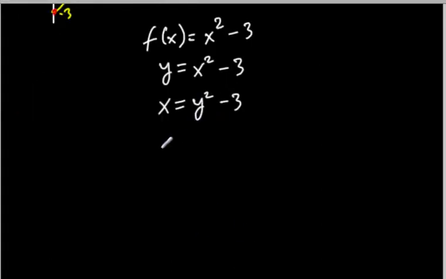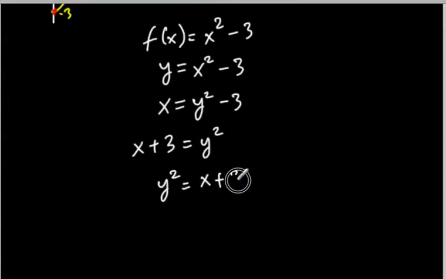So if we're going to solve for y, it's going to be x plus 3 is equal to y squared. And we can see that y squared is, I'll just rewrite it as x plus 3. And let's do this. y is equal to the square root of x plus 3.